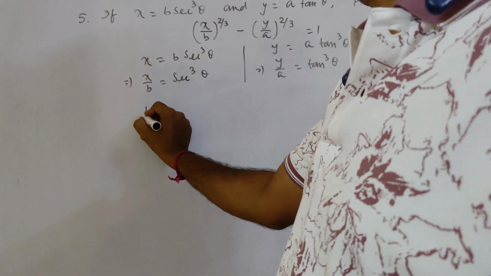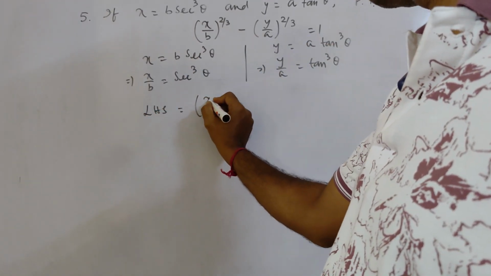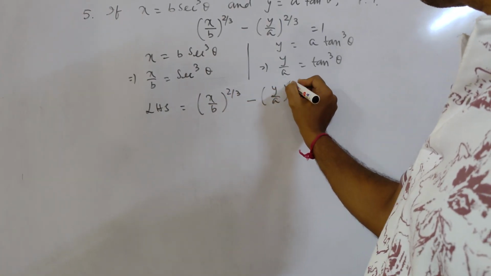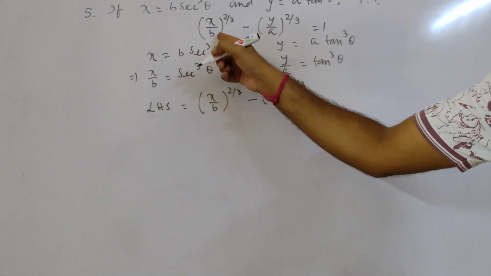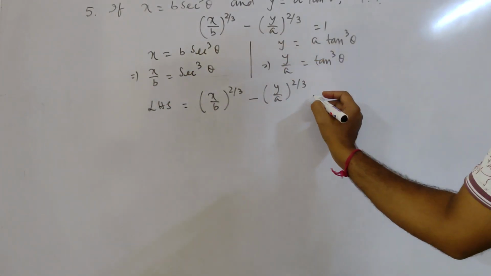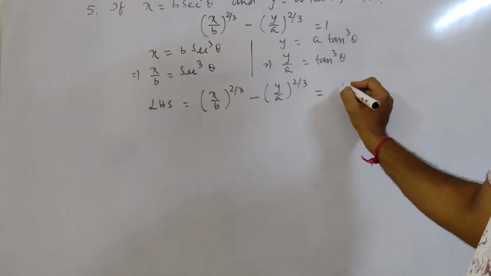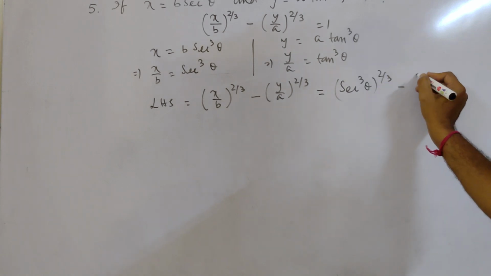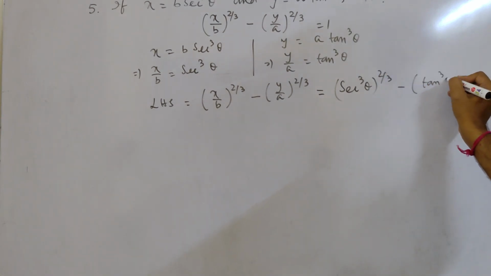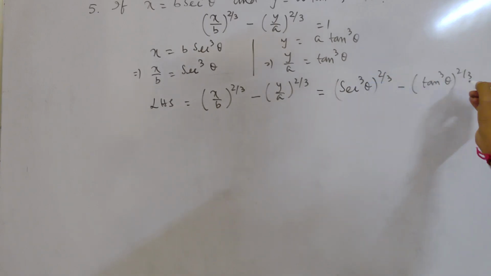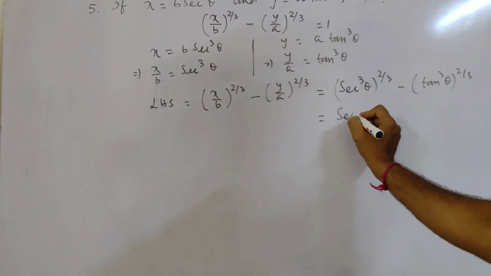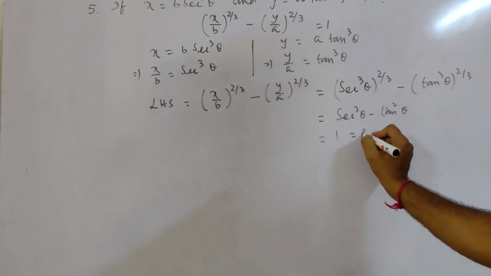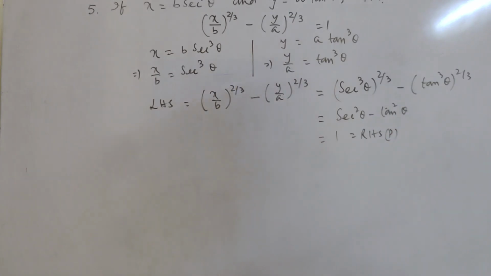Fine. Now left hand side, (x/b)^(2/3) minus (y/a)^(2/3). We just find out these two terms, then just put the values. So x/b is equal to sec cube theta, just put sec cube theta, then whole 2/3, minus tan cube theta whole 2/3. These three cancel out, these three cancel out, so we may write sec squared theta minus tan squared theta, which is equal to 1. Proved.